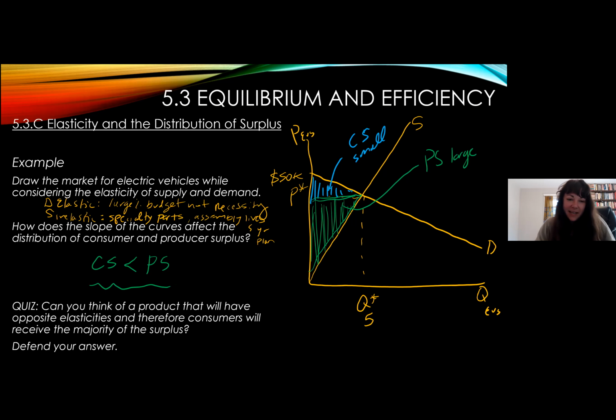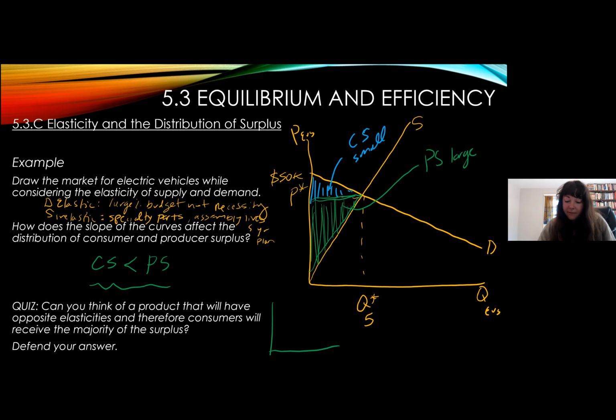Consumer surplus is less than producer surplus. So pause here, and as a quiz, I want you to think of a product that will have the opposite elasticities. So one where demand would be really inelastic and supply will be really elastic. And consumers would get the majority of the surplus in that case.